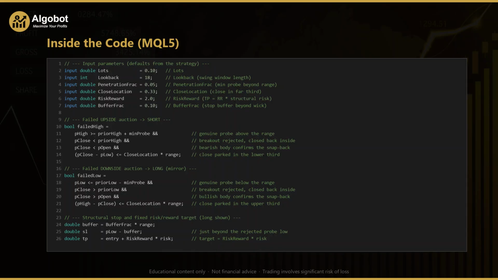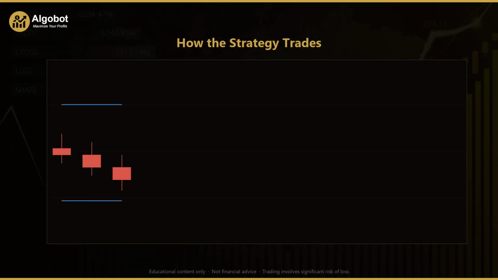Finally, the risk lines. The buffer is a fraction of the candle's range. On a long, the stop is the probe low minus that buffer, and the take profit is the entry plus the risk-to-reward multiple times the measured risk. Clean, structural, and fully defined before entry. Let's bring this to life on the chart.